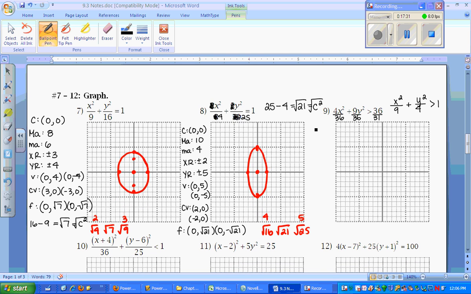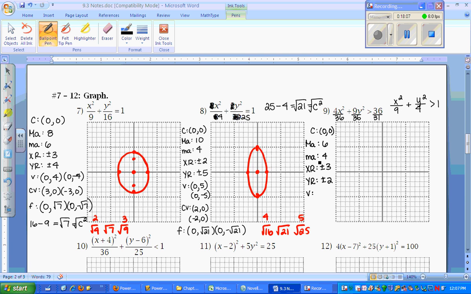So comparing that to this one, the center of this one is still at (0, 0). The major axis, I go to the bigger number, which is 9, square root it and get 3, double it and get 6. Minor axis, smaller number is 4, square root is 2, double it, I get 4. The x radius, again, square root of the number underneath x is plus or minus 3. The y radius, square root of the number underneath y is plus or minus 2.